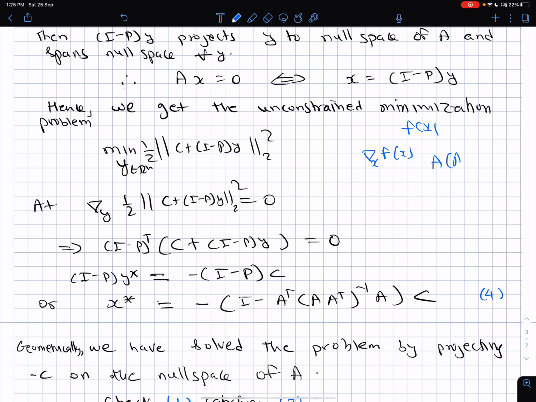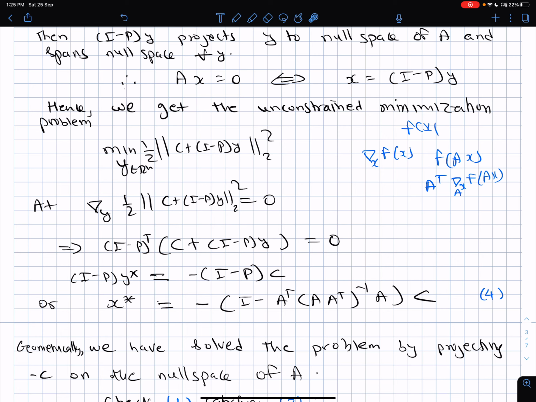Now if this was coming as f of a plus x, then the gradient would turn out to be, by application of chain rule, as if you are taking the gradient of f of a of x and then applying a transpose behind. This is something I want you to verify on your own, more of a verification property. And (I minus p) transpose is the same as (I minus p).